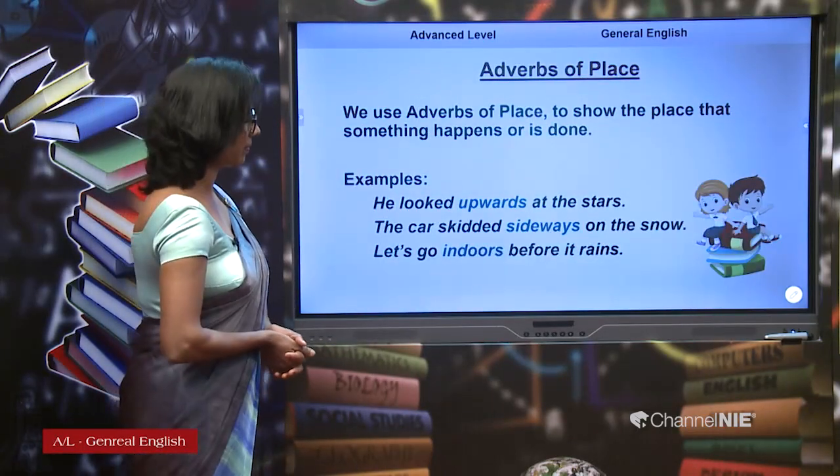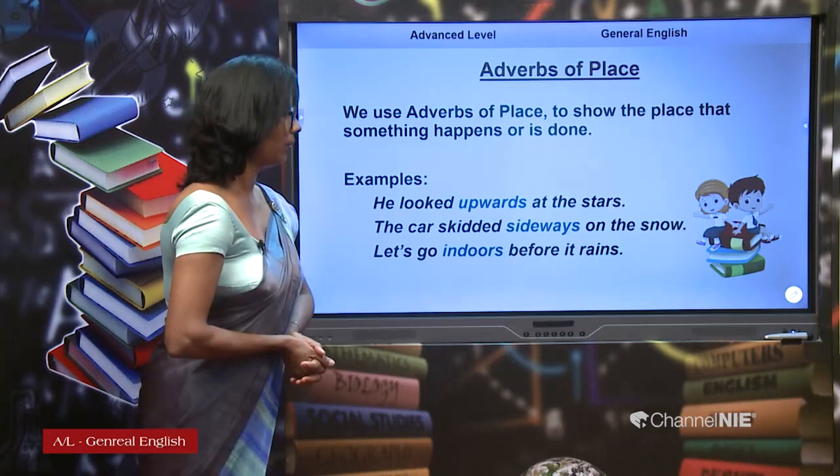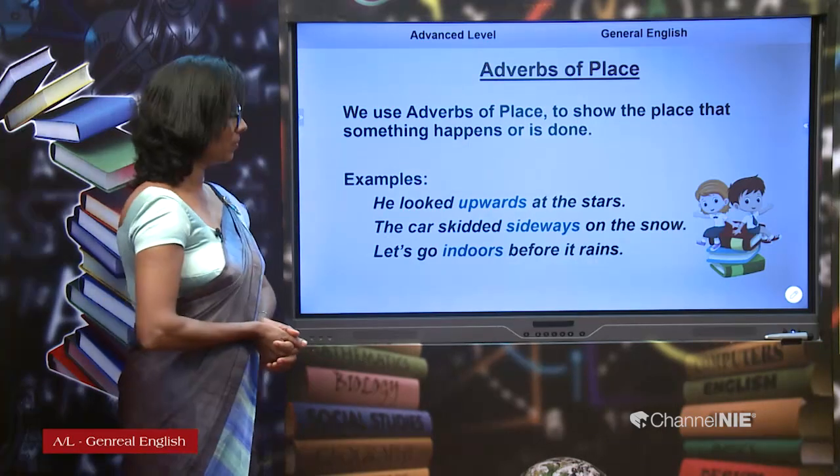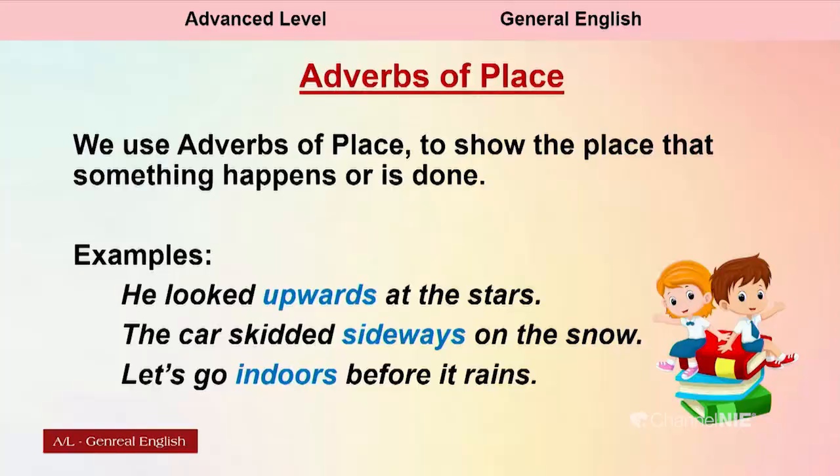Adverbs of place. So, you have a picture as well. Look at that picture. We use adverbs of place to show the place that something happens or is done. Right. Examples: he looked upwards at the stars. When you want to see the stars, you have to look up. So he looked upwards at the stars, right?